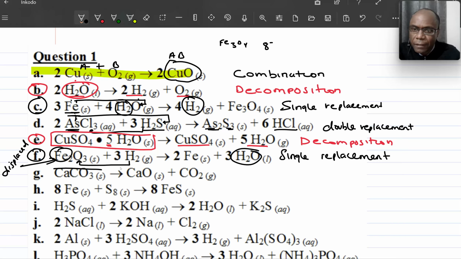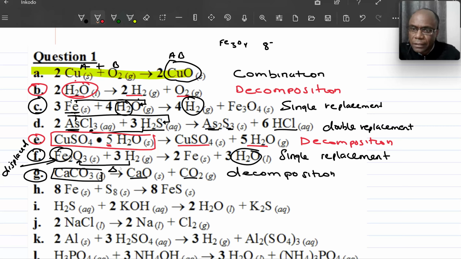Okay, here I have calcium carbonate probably being heated to give you calcium oxide and CO2. That's another decomposition. Why? We started with one substance, we are ending up with 2.